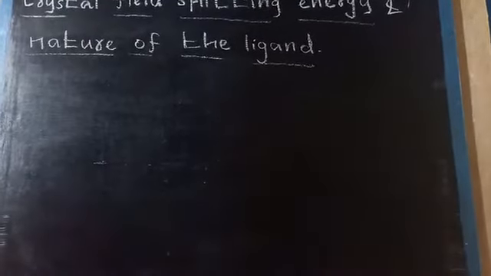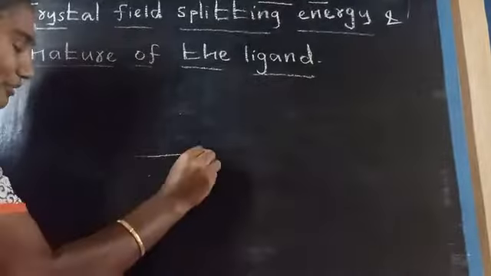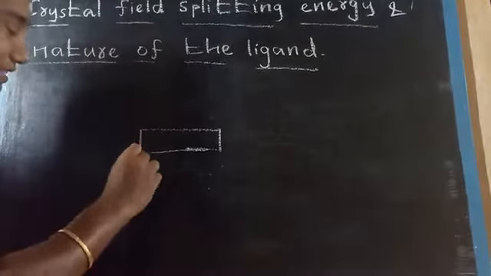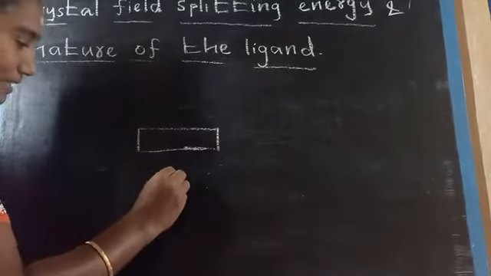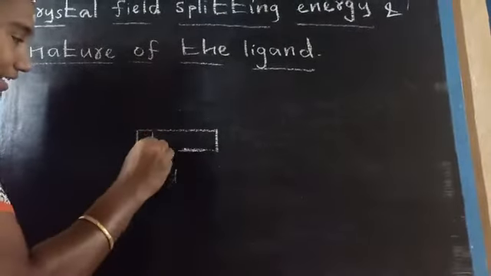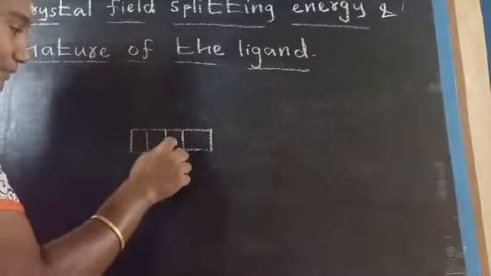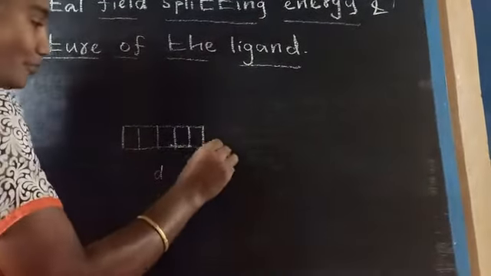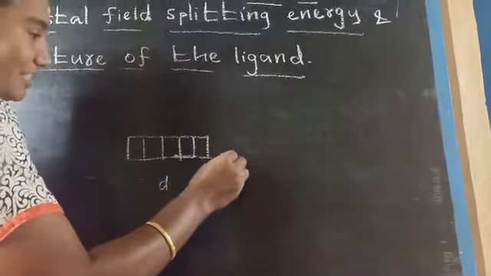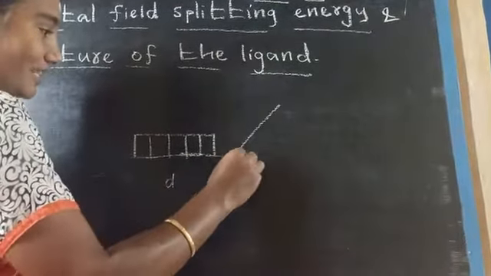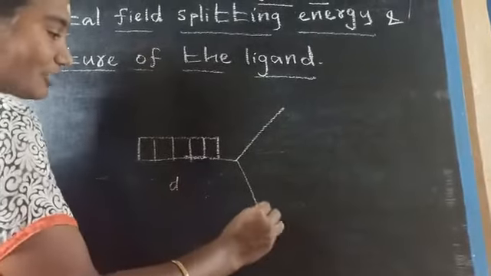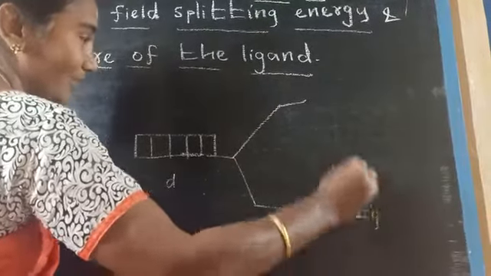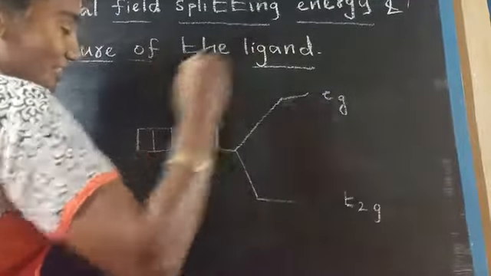In octahedral complex, now this is a degenerate state. Degenerate means same energy. For example, the d orbitals here, 5 degenerate, same energy level. Now in the presence of ligand, it starts splitting. It is split into two ways. One is T2G and another one is EG.